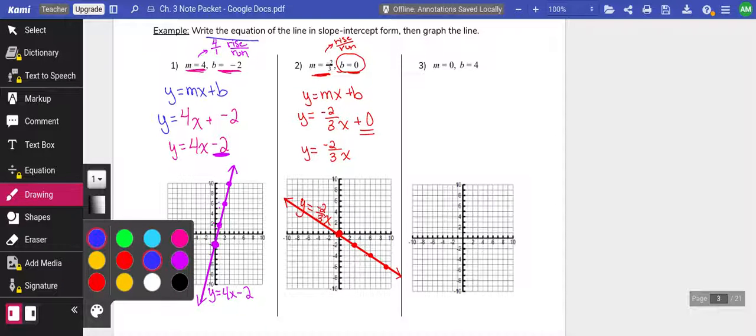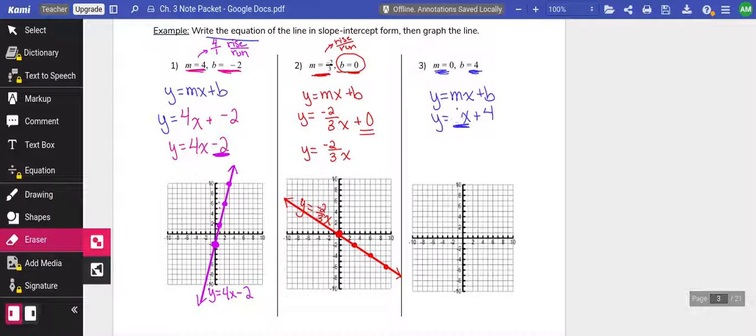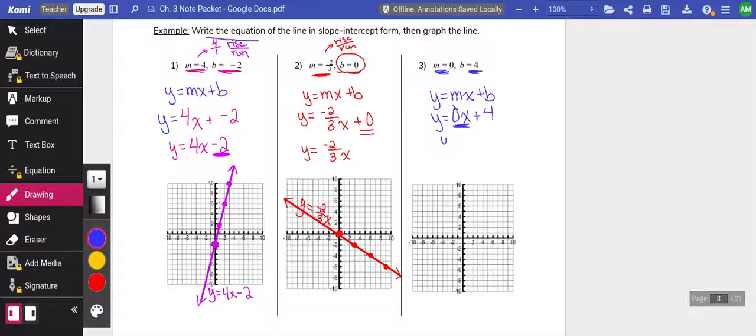The last equation that we have here, our m is 0 and our b is 4. So I want you to substitute in. When you substitute, you'll get 0x plus 4. 0x, anything times 0 is 0. So I can just write y equals 4.